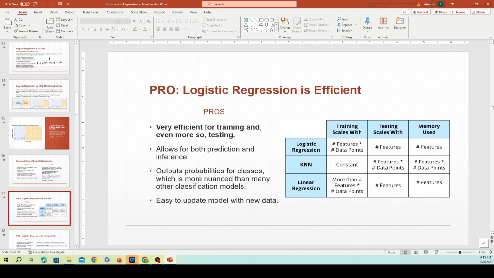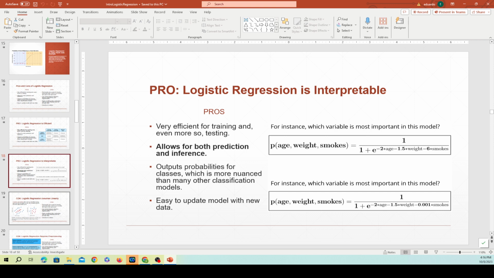Next one. So again, we were talking about how efficient it is for training and even more for testing. We can see that logistic regression training scales with features and data points, testing scales with features, and memory use scales with features. Linear regression depends on more than features and data points. The testing scales with features and the memory used for features.